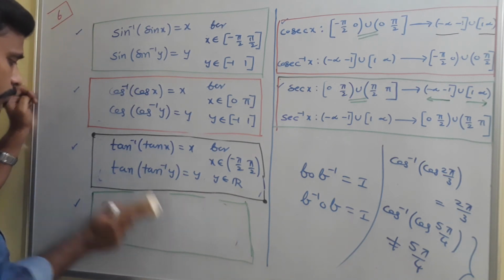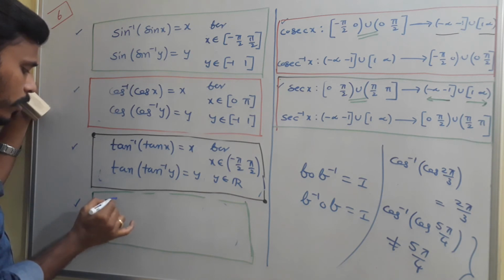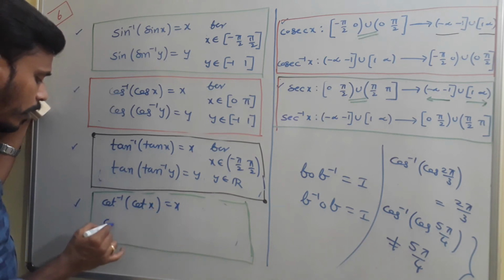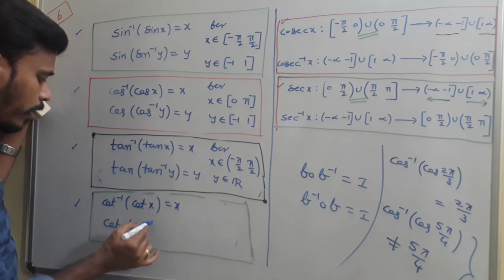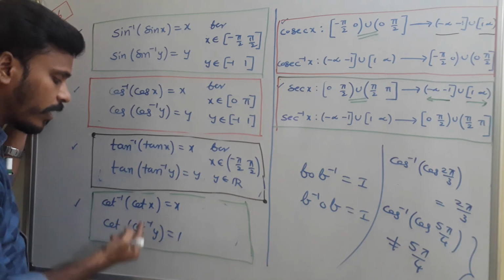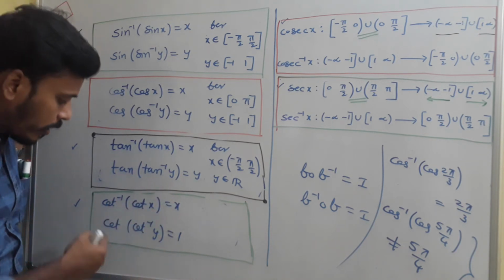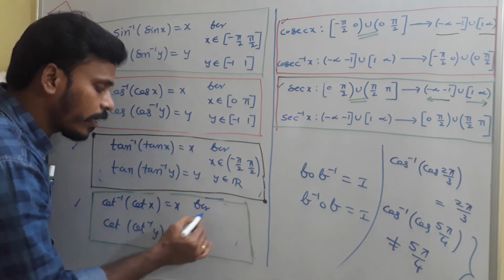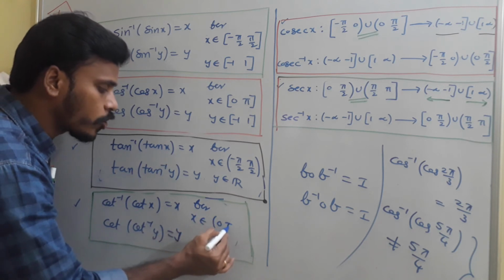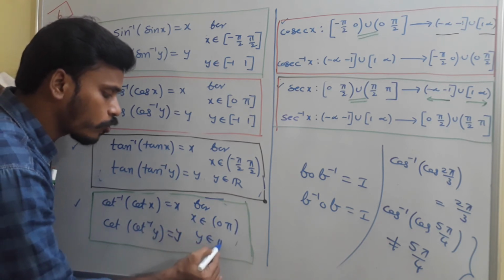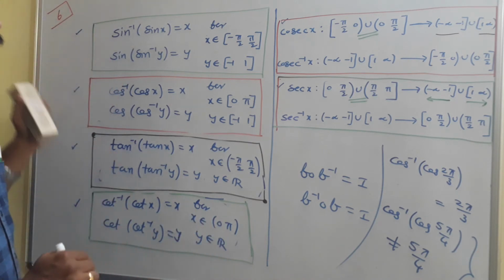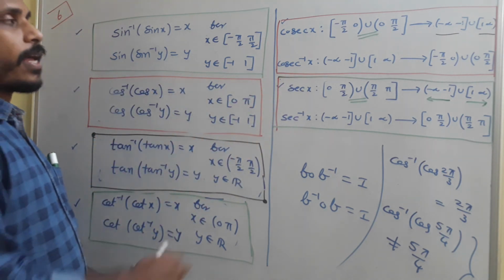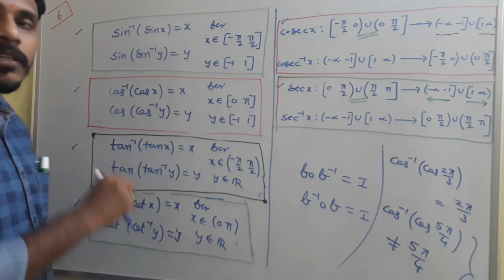Similarly we do the similar type of discussion for cot x also. For cot x, cot inverse of cot x is equal to x, and cot of cot inverse y is equal to y. Here we are giving x for this and the x is the result. Here we are giving y for this and the y is the result. And it is correct for x belongs to the angles 0 to pi, as well as for y belongs to the real numbers. In a similar way we can write for cosecant x and for secant x also. You just memorize the domains and the ranges, and I will erase it and write for you.